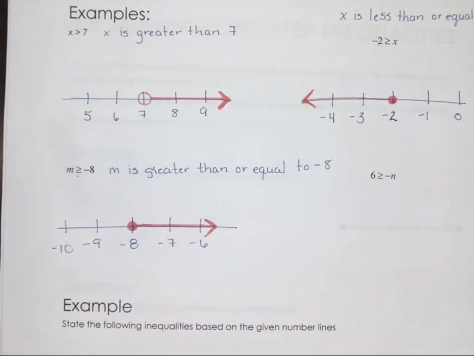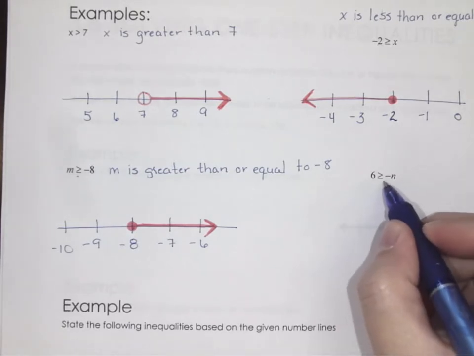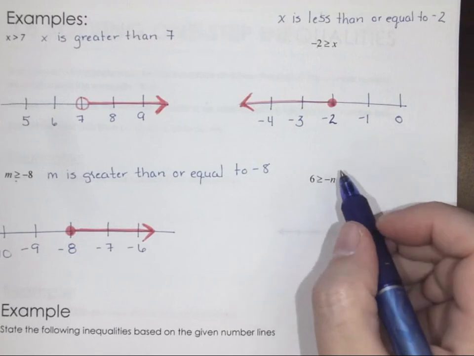So it's important that when you're sending me your answers, I can clearly see which way your arrows are going, and I can clearly see if your circles are open or closed. Those are really important.